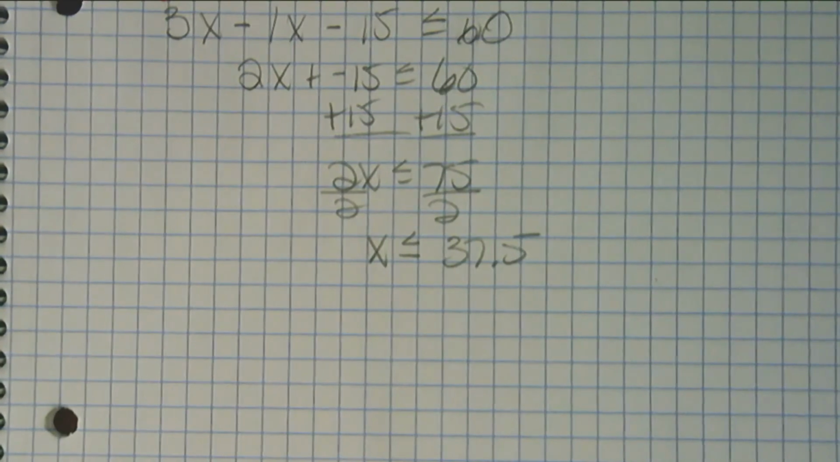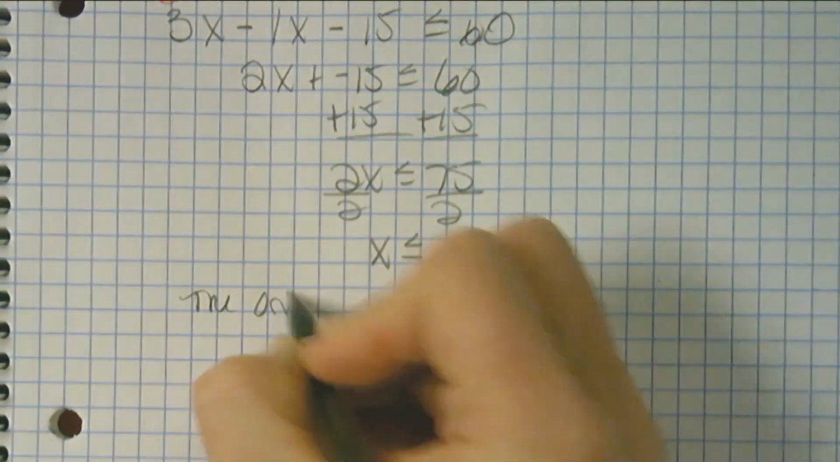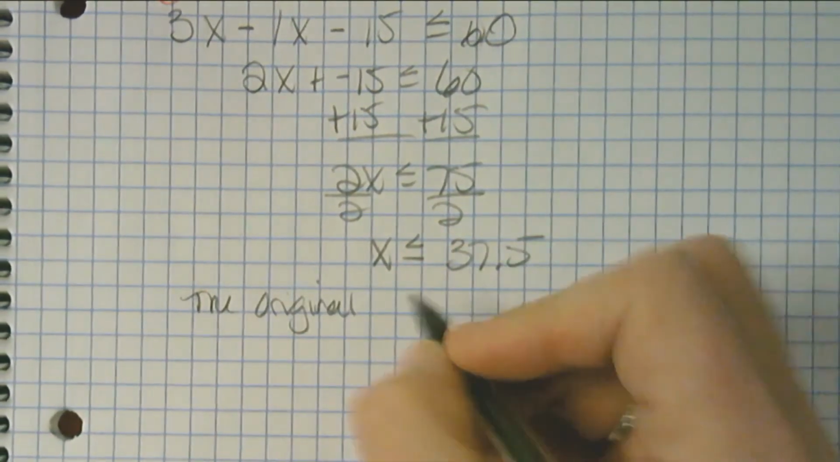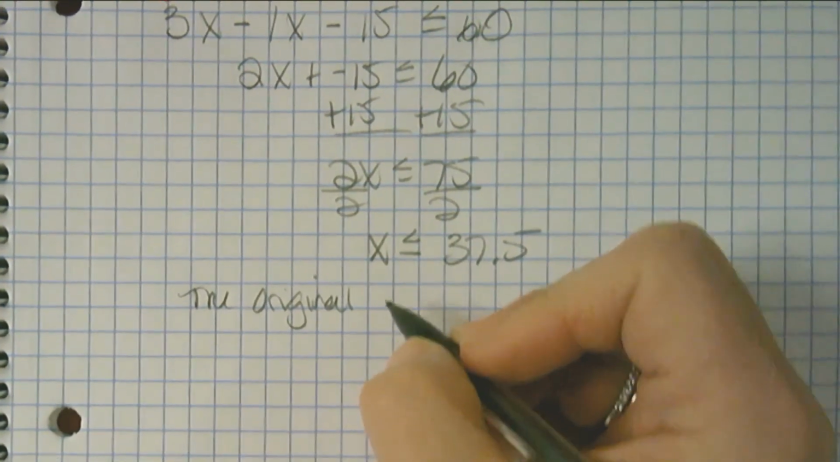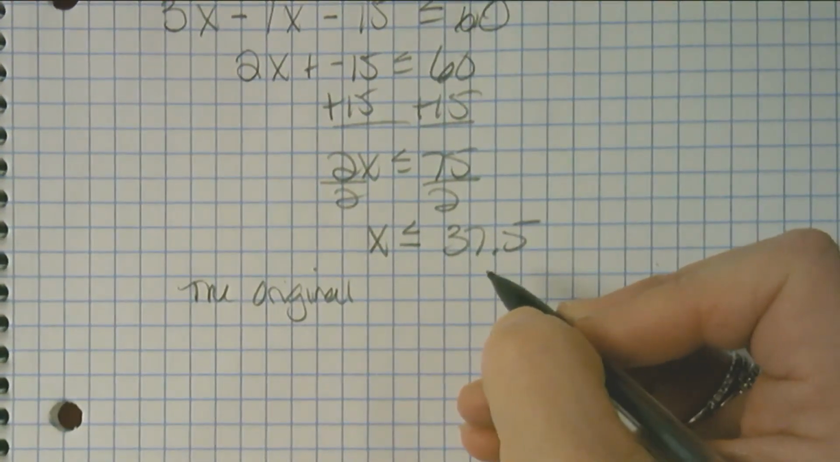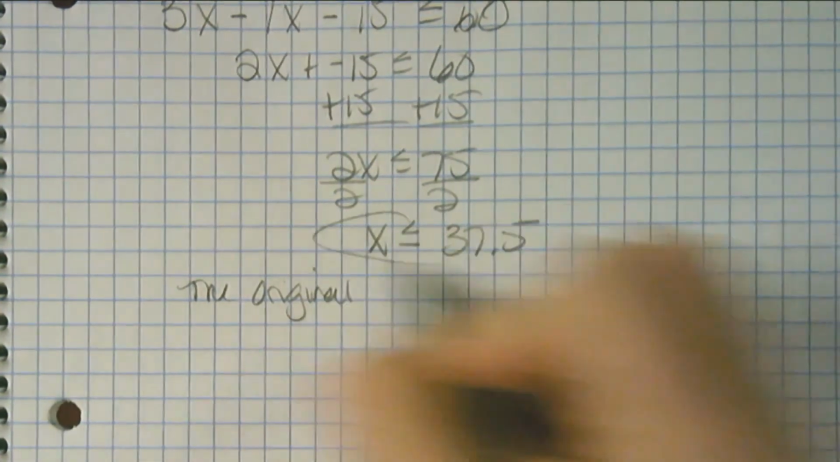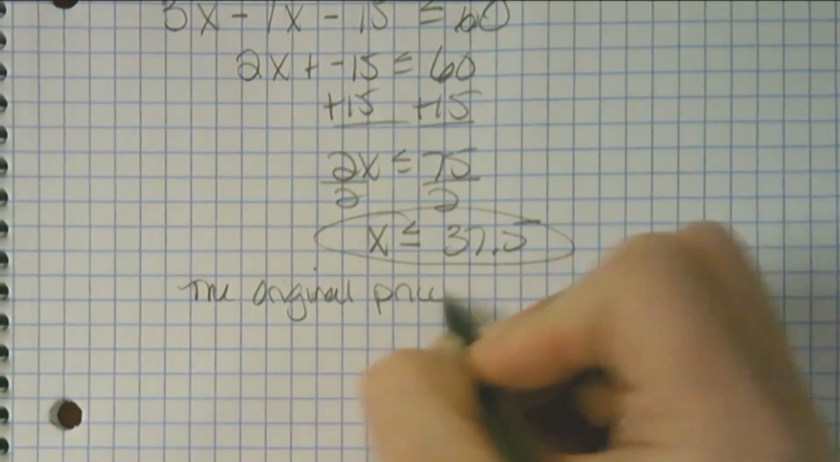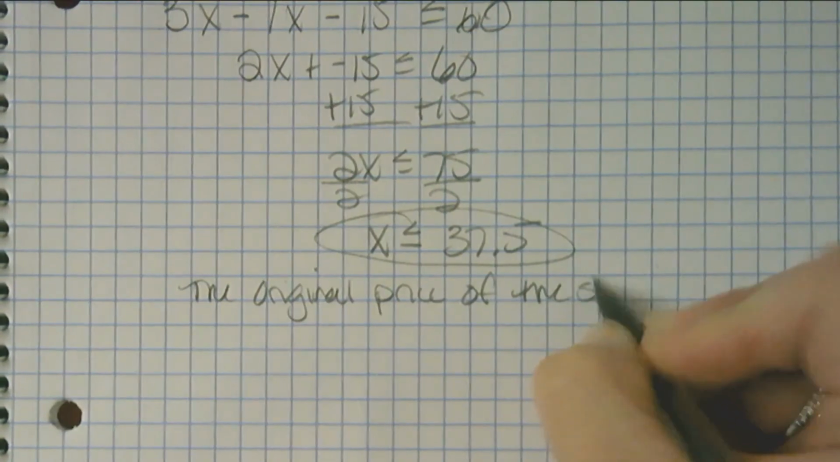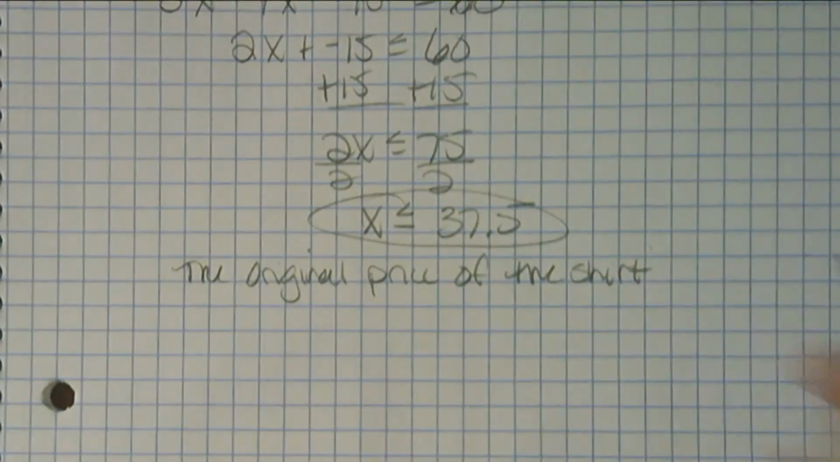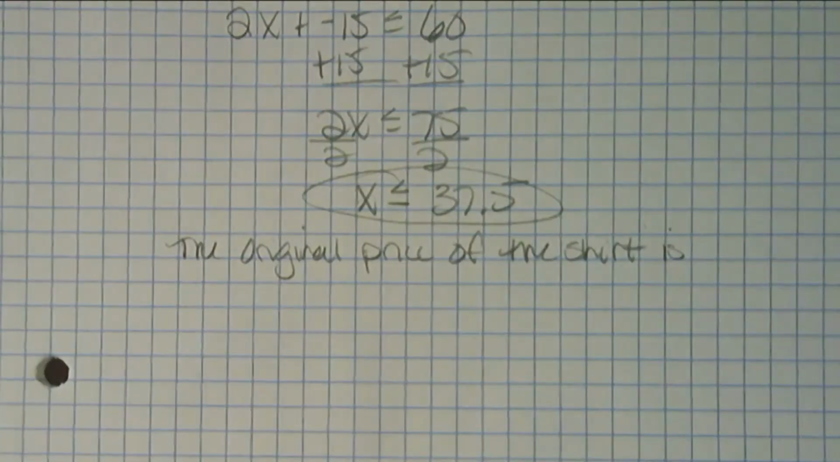Someone explain what that answer means. Addison? No. Not quite. This is an inequality. You guys got to make sense of what the inequality means. So the original price of the shirt is, somebody finish that off, it's an inequality. If this was X equals 37.50, I totally agree with you. What does this mean? Valentina?